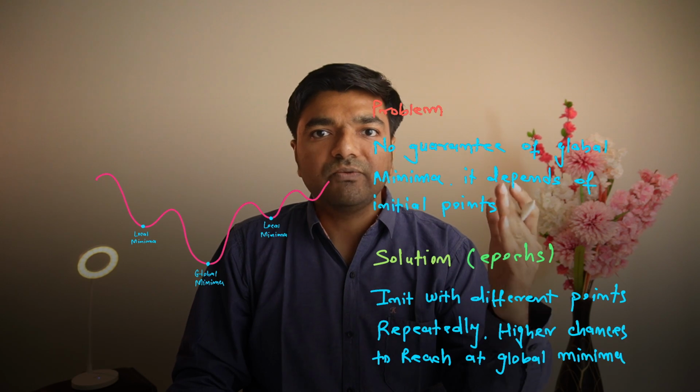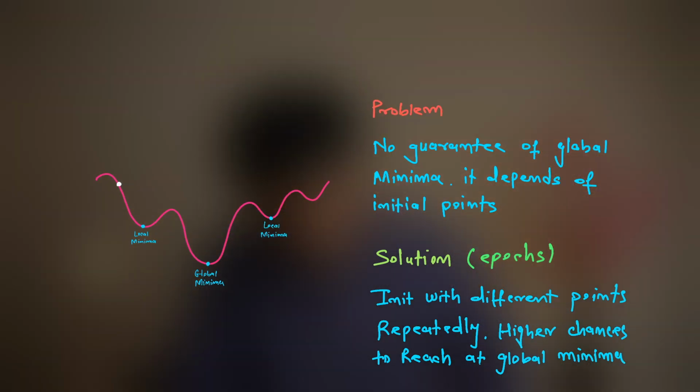So as a solution, we can make this process iterative. At which minima point we end up, that totally depends on from where we have started. So we can start from multiple points repeatedly, and we can make this process iterative. This will increase our chances of eventually reaching the global minima.